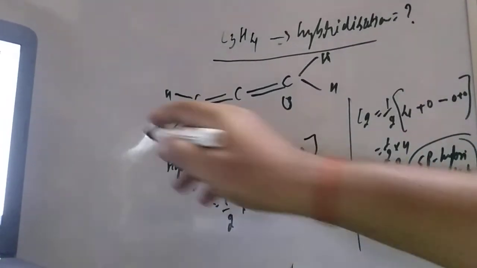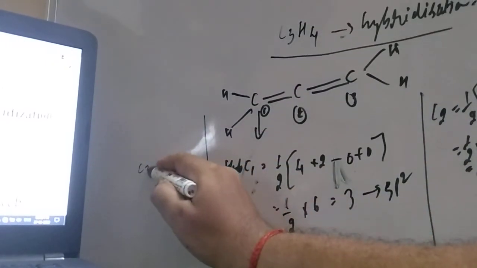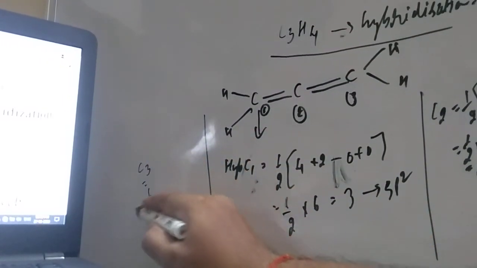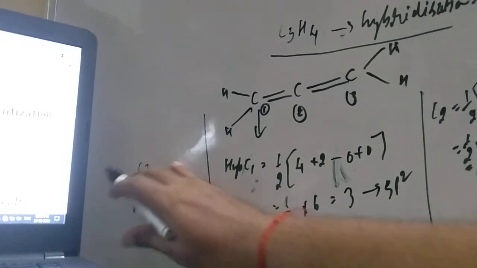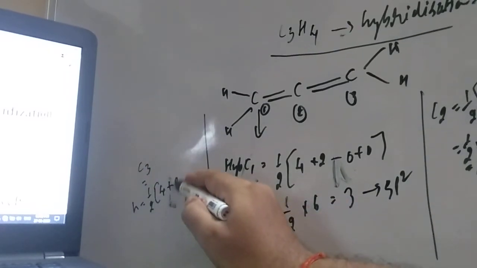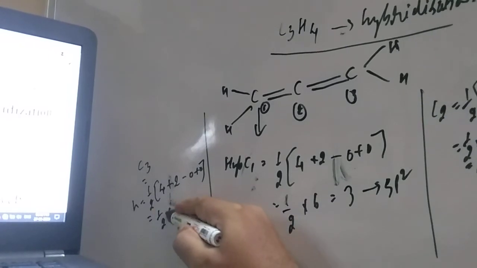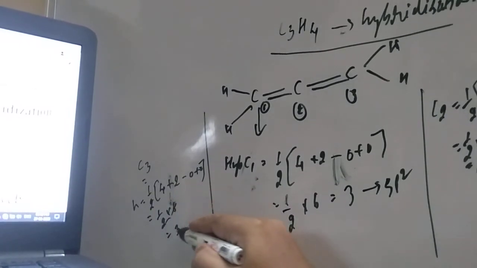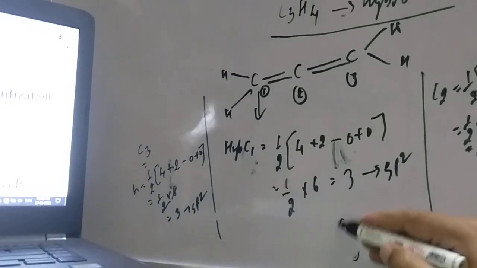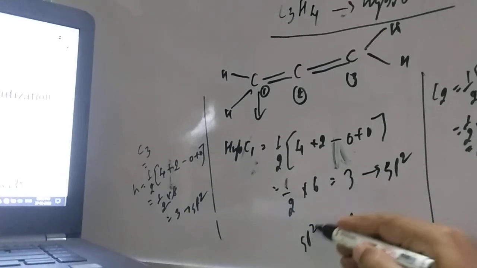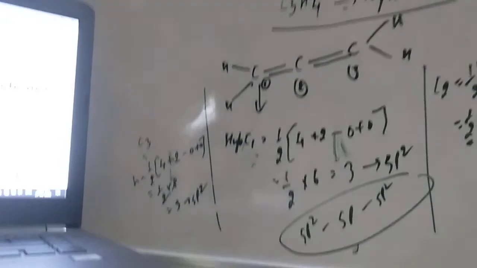Now for C3, the carbon number 3, it is 1 by 2 of valence electrons 4 plus monovalent atoms 2, 4 plus 2 minus 0 plus 0. So 1 by 2 multiplied by 6 is 3, and 3 means sp2. So the hybridizations coming are sp2, then sp, then sp2. Let us check with the options, student.